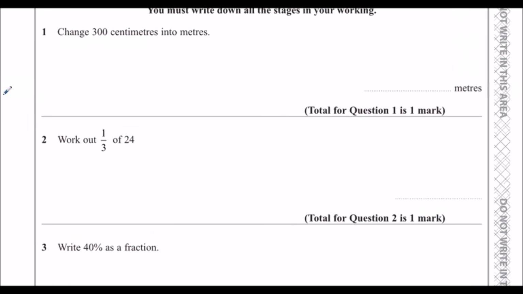Question 1. Change 300 centimeters into meters. So in each meter there are 100 centimeters. So we divide by 100. 300 divided by 100. We can use a calculator, but 300 divided by 100 is going to be 3. So the answer is 3 meters.